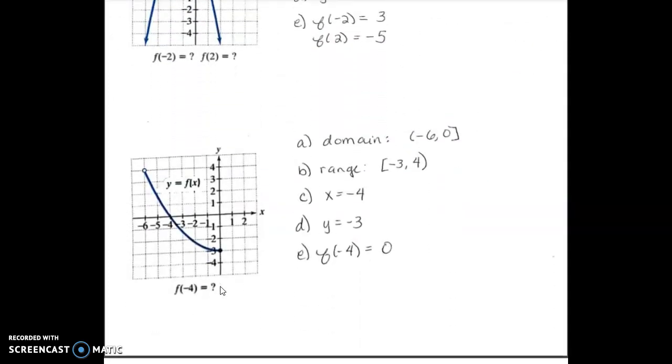All right, we're going to try one more with the same directions. So this time we're looking at this graph and answering the same questions. Domain. Notice these endpoints do not have arrows, they have open or closed circles.